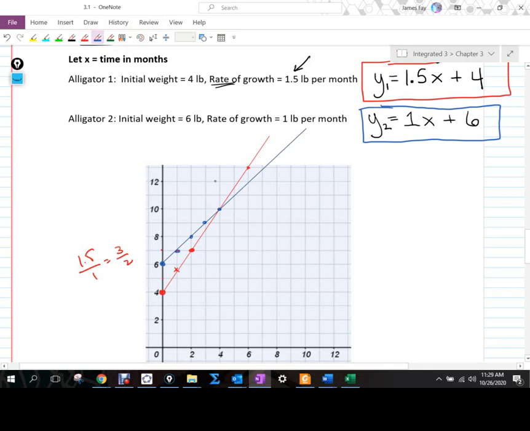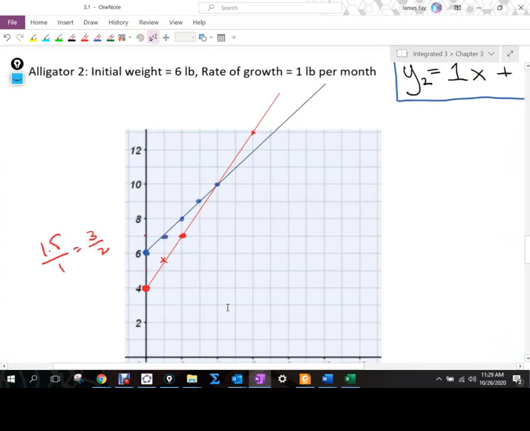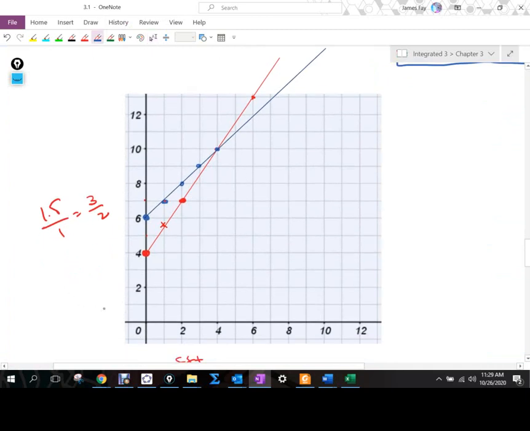Okay, so now we see where they cross, right? These things are crossing at an x value of 4 and a y value of 10, right? So that ordered pair is 4, 10. So what does that information tell you?